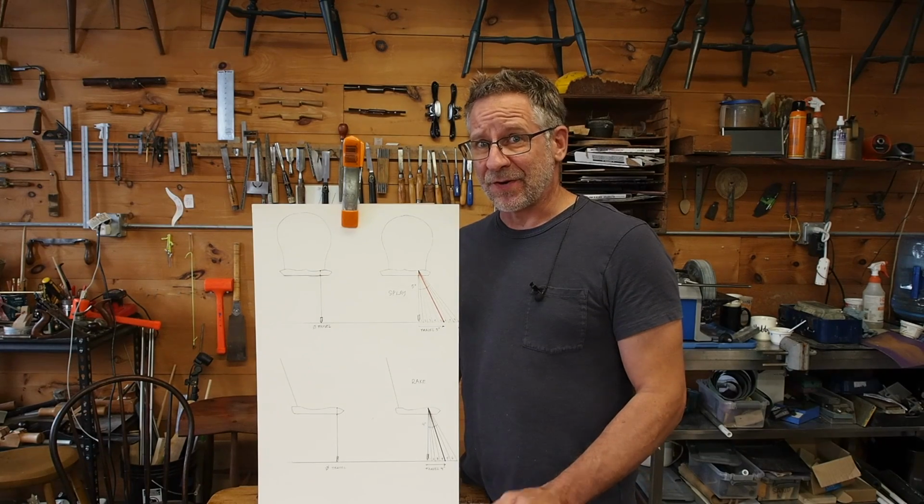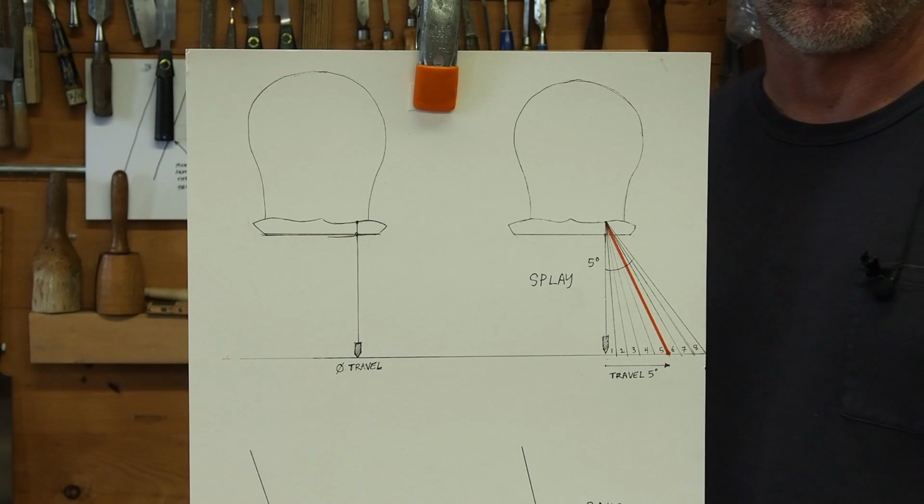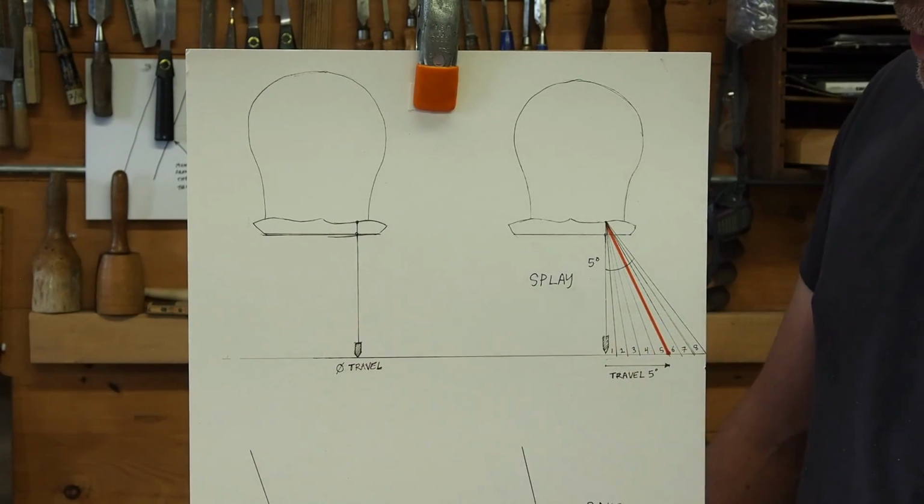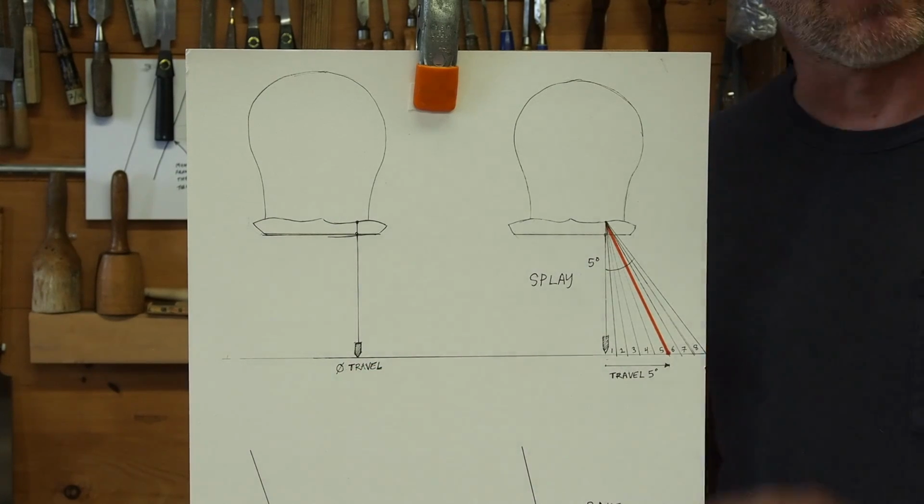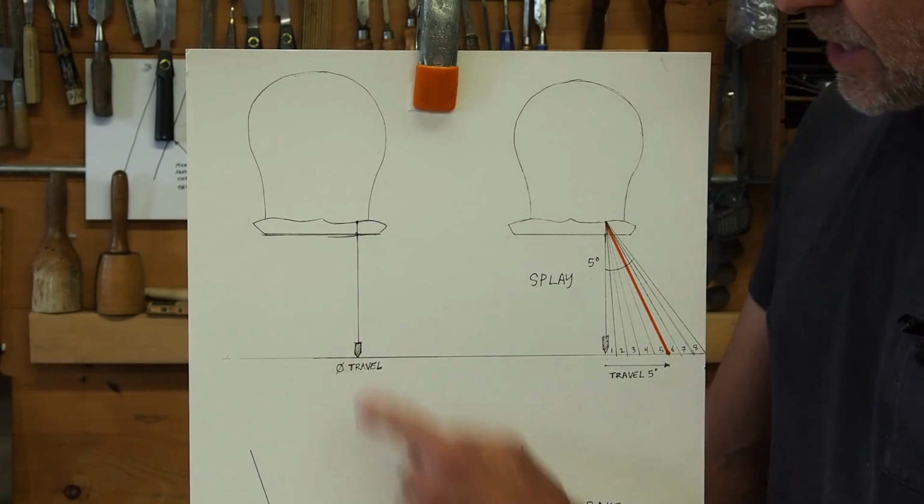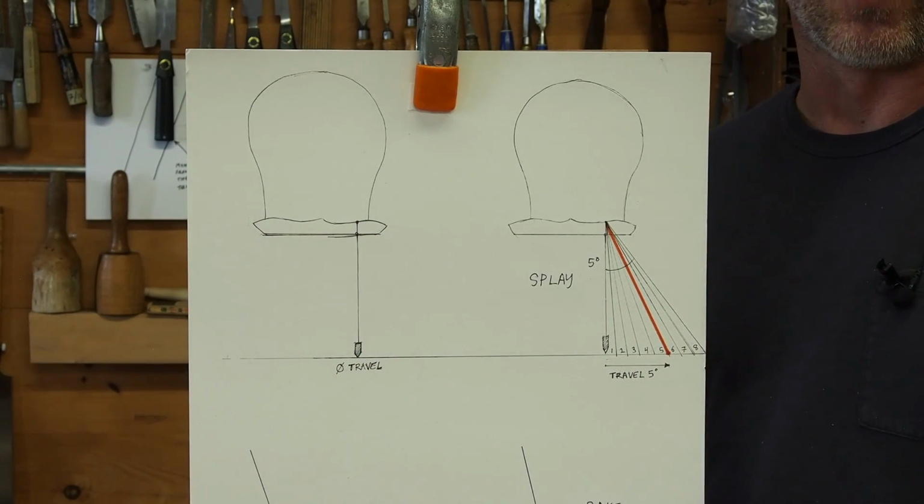So now I'm going to show you how to translate rake and splay into the sight line so you can use it for your drilling. If you look closely at this image here, what you're going to see is I dropped a little plumb from the center point of where that leg is in the seat. So you can imagine that's a leg effectively with no splay or no rake.